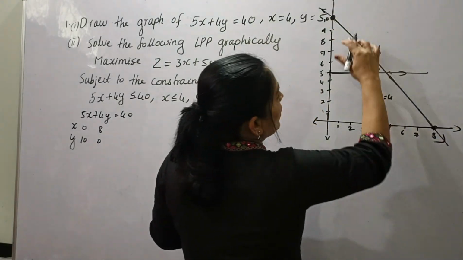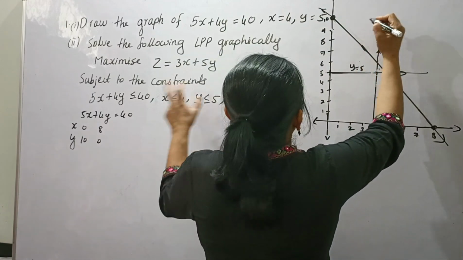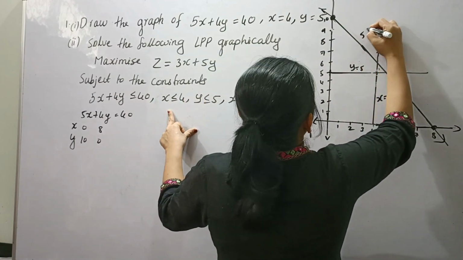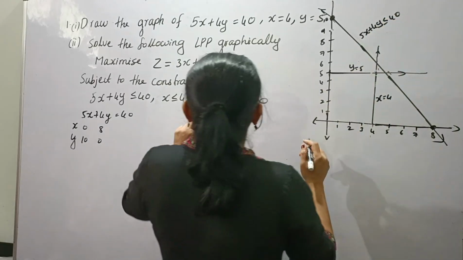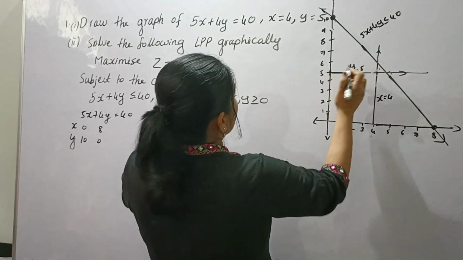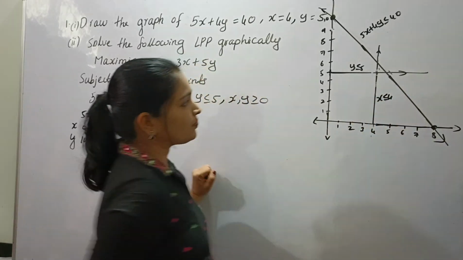Join these points. Now it is the line 5x plus 4y is equal to 40 and the constraint is 5x plus 4y less than or equal to 40. And here the constraint is y less than or equal to 5, x less than or equal to 4.